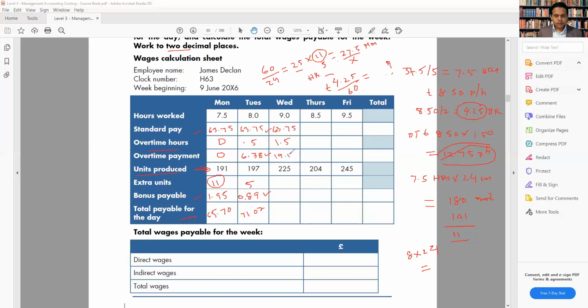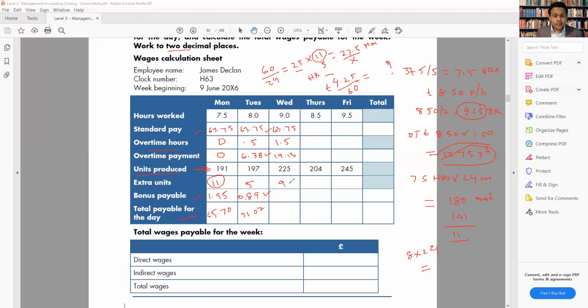19.13. Very good. And extra unit. How many extra units are here? So 9 hours he works. Every hour he should make 24 units. So 9 times 24 and minus 25. So you need to see how many units he makes extra here. 9 units. Very well done, Mohammed. So 9 units he makes extra.